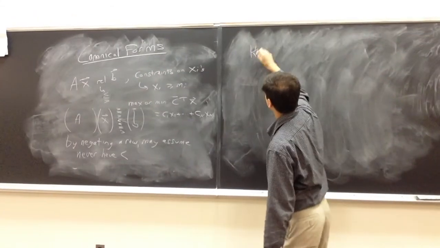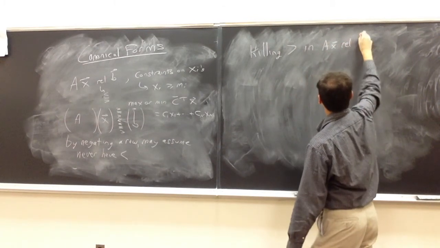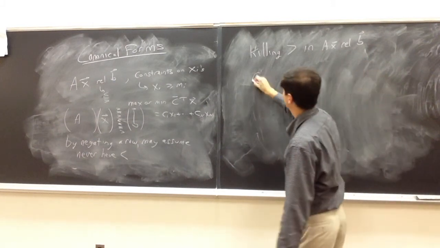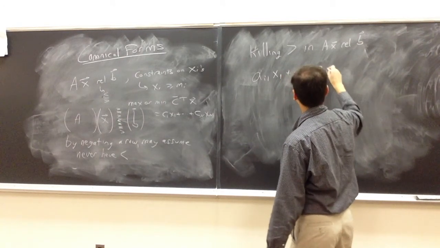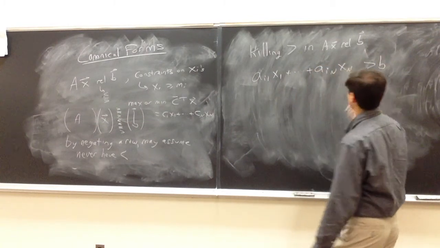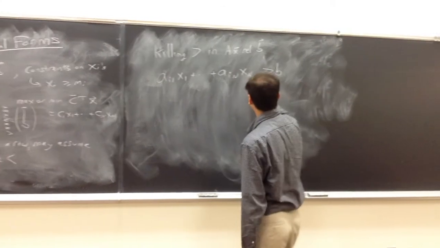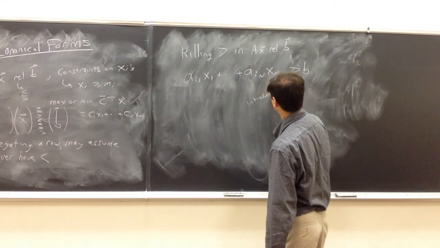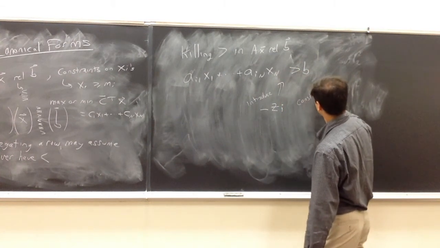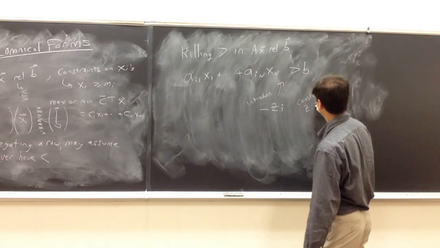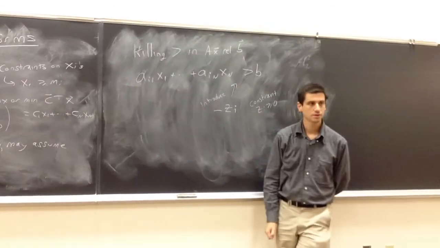So now, killing greater than in AX relation B. Imagine we have a_i1 x1 plus dot dot dot plus a_iN xN is greater than b. What we're going to do is introduce a new variable. So introduce negative zi, and we're going to have a constraint that zi is greater than or equal to 0.